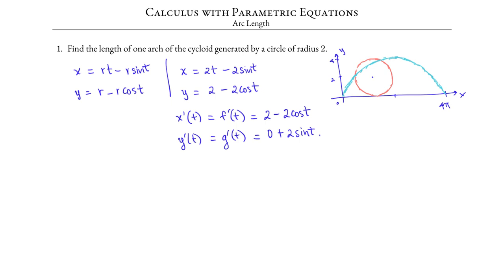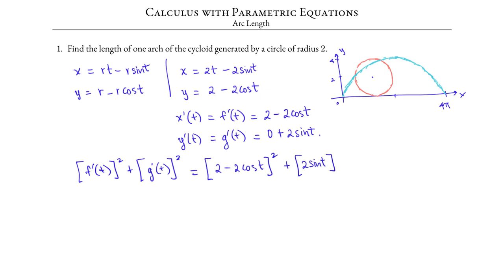To set up the integrand for the arc length in parametric equations, we would need to square both f prime and g prime and add them up. F prime of t is 2 minus 2 cosine t. G prime of t is 2 sine t. This is 4 minus 2 times 2 times 2 cosine t, which is 8 cosine t, plus 4 cosine squared t, plus 4 sine squared t.